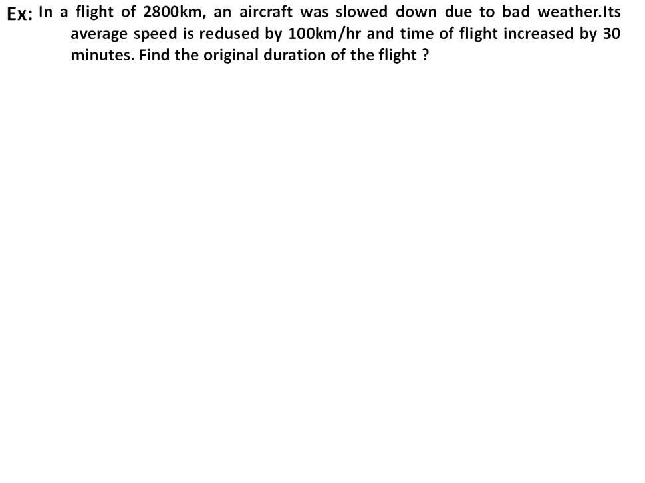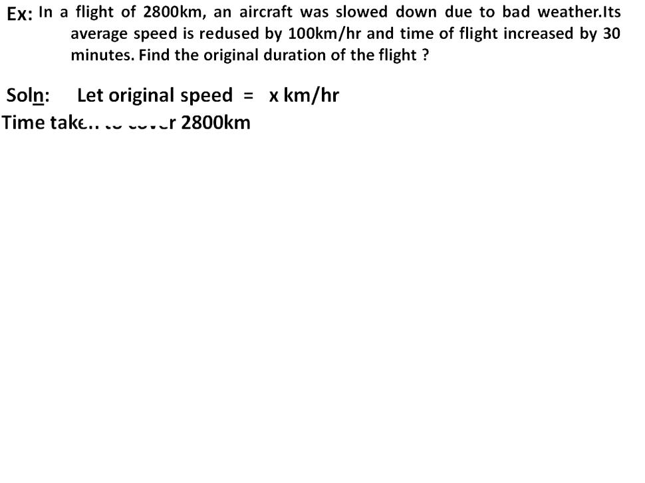Example: in a flight of 2800 km, an aircraft was slowed down due to bad weather. Its average speed is reduced by 100 km per hour and time of flight increased by 30 minutes. Find the original duration of the flight. Solution: let original speed be equal to x km per hour.